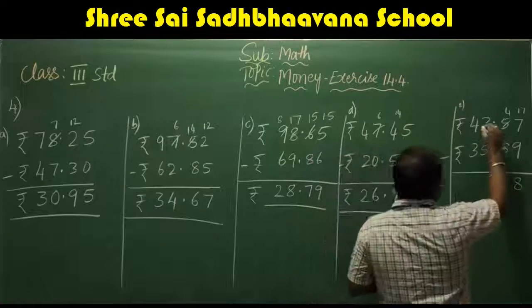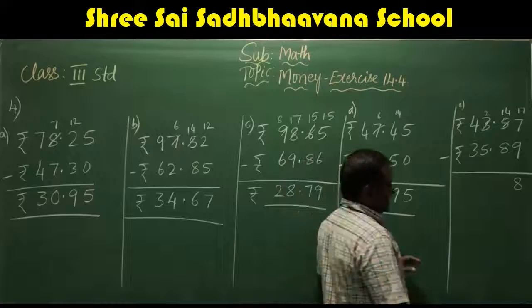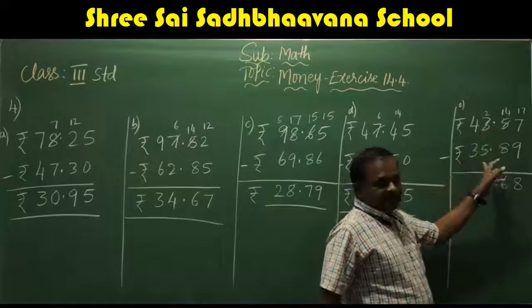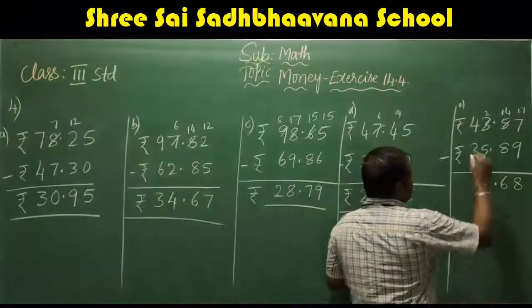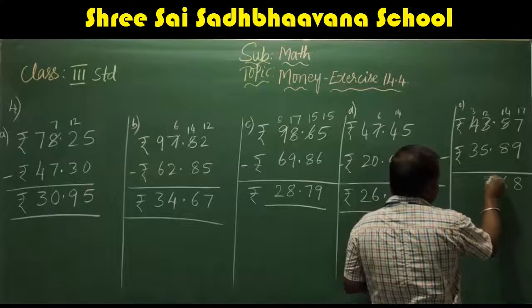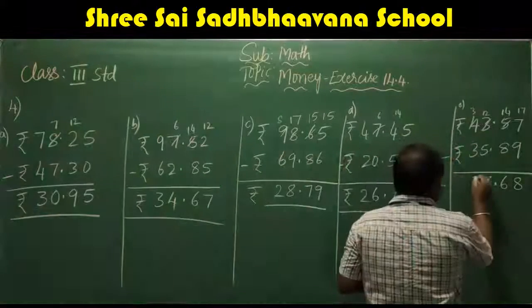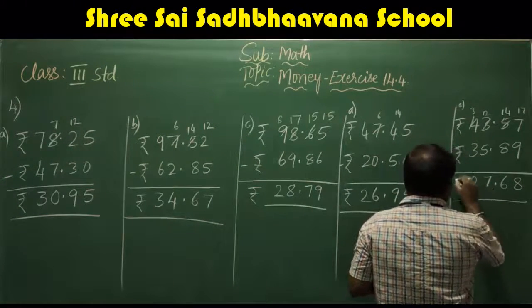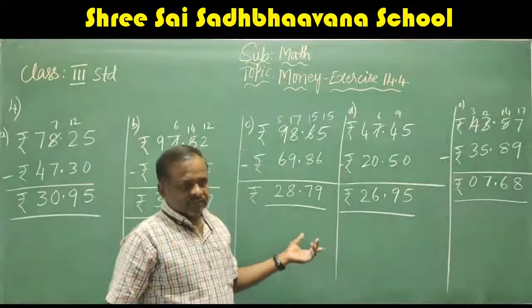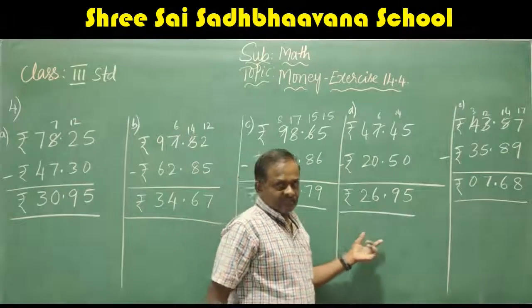Here it is 4. Take carry from here. This becomes 14. 14 minus 8, 6. Decimal point as it is. From 2, it is not possible to subtract 5. So take carry from here. This becomes 3. This becomes 12. 12 minus 5, 7. Next, 3 minus 3, 0. So this is the answer, rupees 7.68. I hope you understand this also.